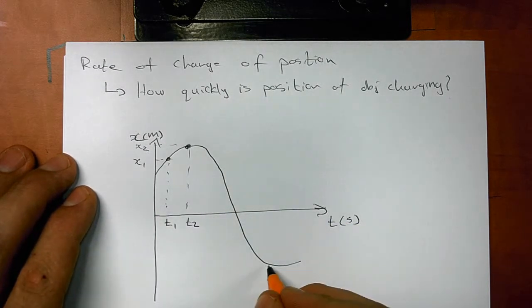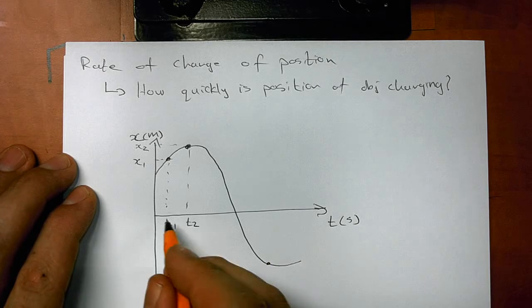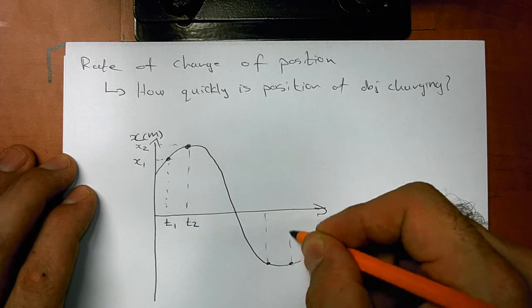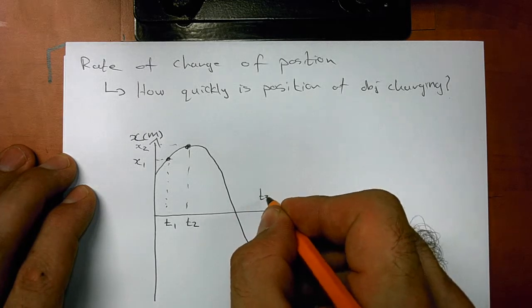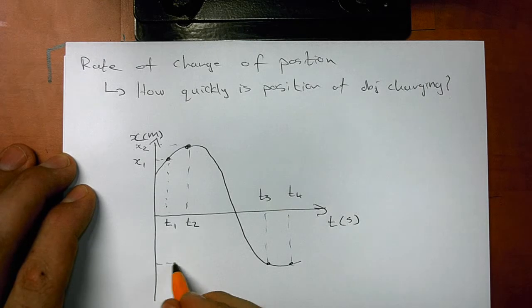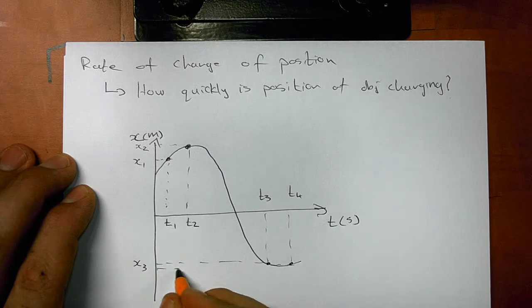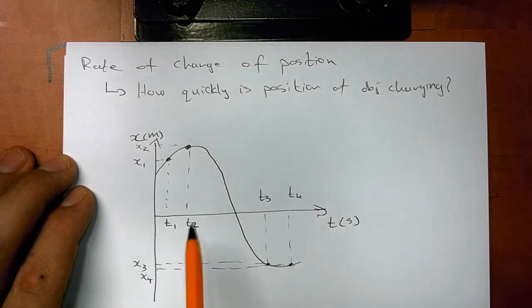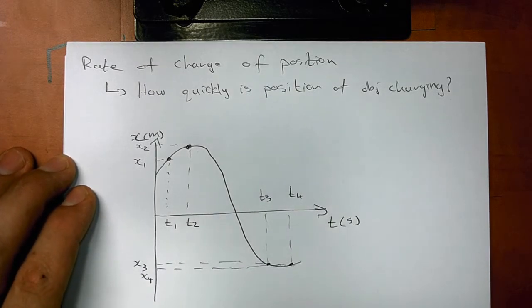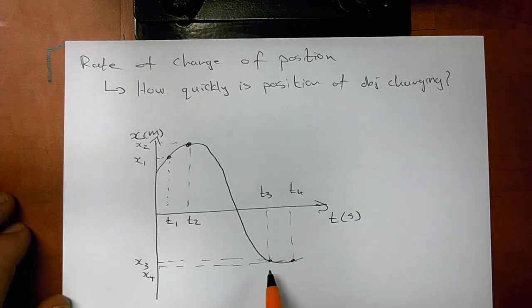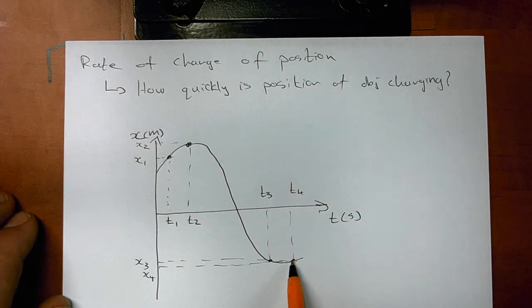And let's look at another interval. Let's call it this one. Let's try to make it approximately the same size as that one. So let's call this T3 and T4. And in that interval, the car moves from this position, which is x3, to that position, which will be x4. Now, if these two time intervals are the same, one can clearly see that in the interval T1, T2, we get a larger change in position than in the interval T3, T4.